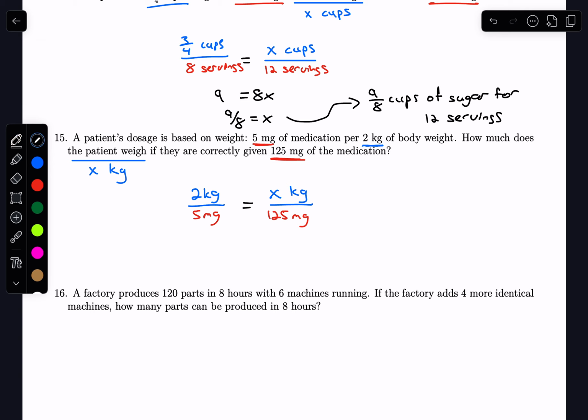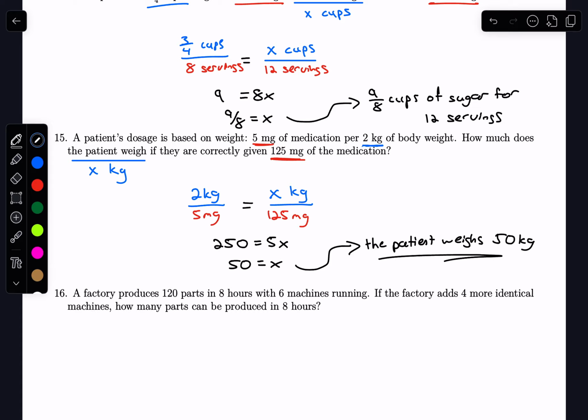When we cross multiply here, 2 times 125 is 250, and 5 times x is just 5x. When we divide by 5, we get that x is equal to 50. And since x represents kilograms of body weight, the patient weighs 50 kilograms. All right, one more of these.